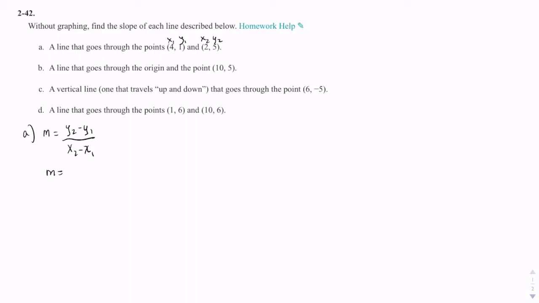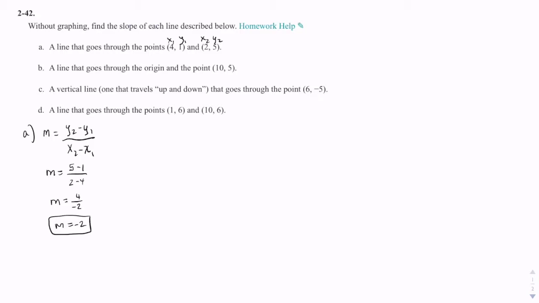y2 is 5 and y1 is 1, 5 minus 1. And x2 is 2 and x1 is 4, 2 minus 4. So the slope comes out to be 4 over negative 2. Slope is negative 2 for A.